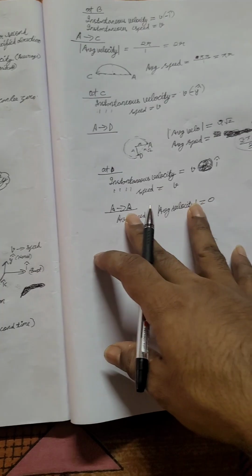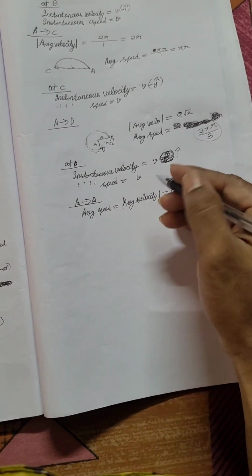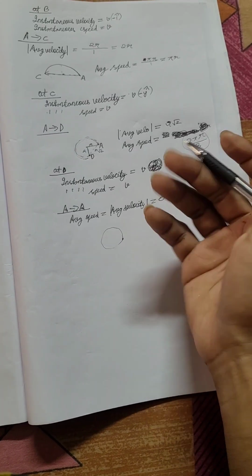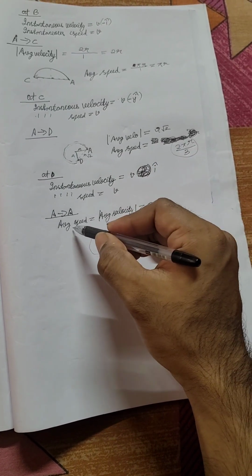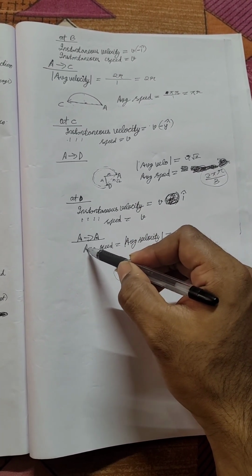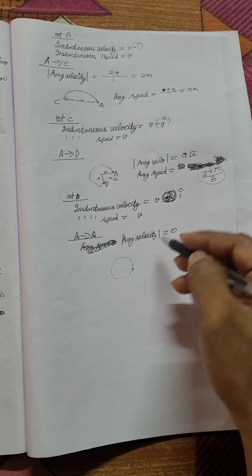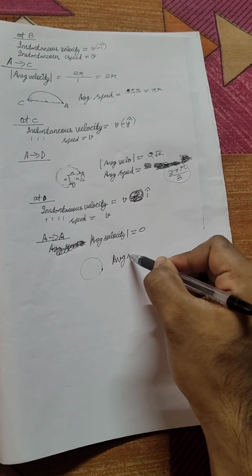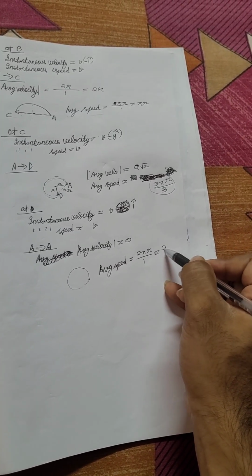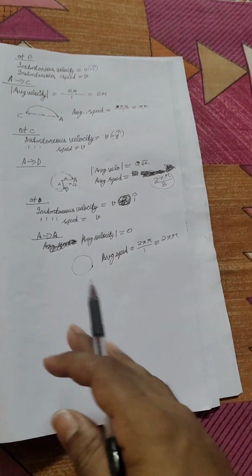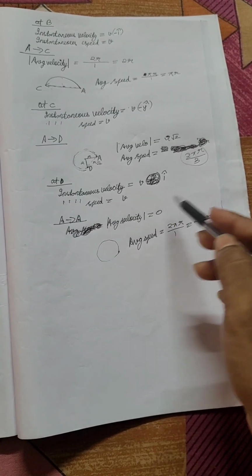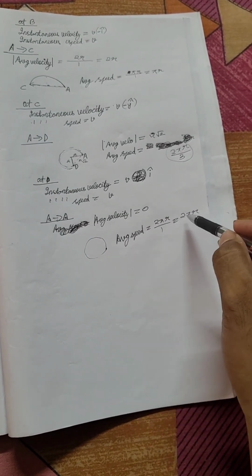A to A, the average velocity: because it has moved from the initial position to the initial position only, the displacement is 0. And the average speed, I think I have mistakenly written this. The average speed is not 0. Average speed is 2 pi r by 1 second, so 2 pi r. Neglect it, please, I have mistakenly written this. Average velocity is 0 and average speed is 2 pi r by 1.